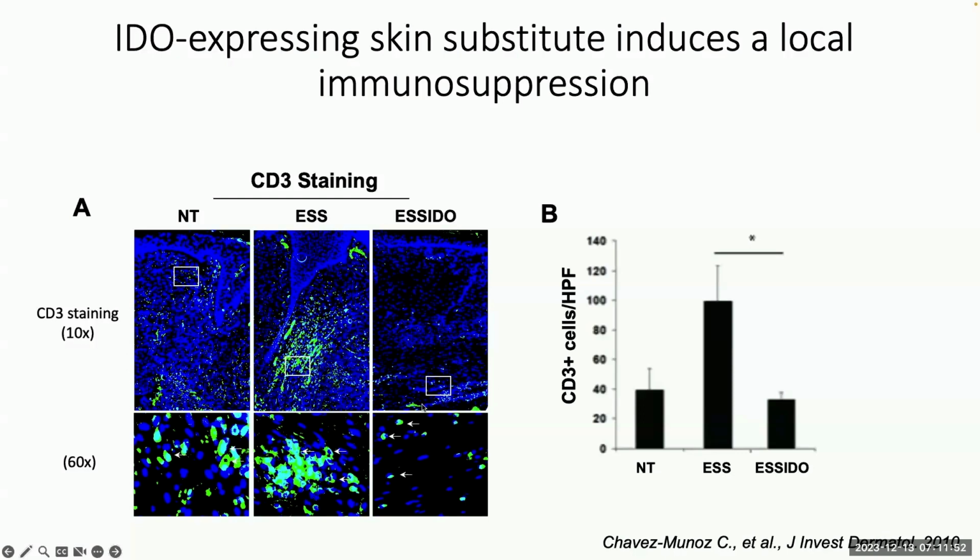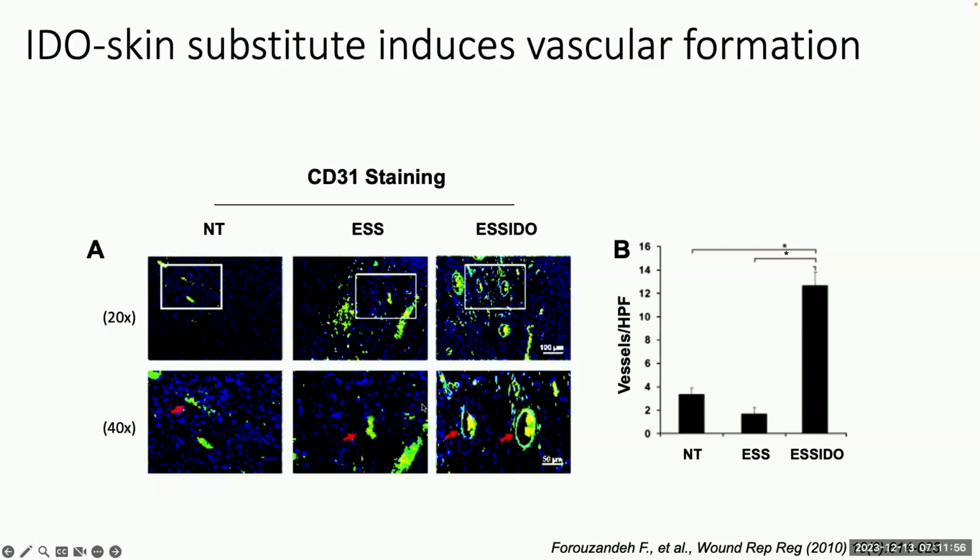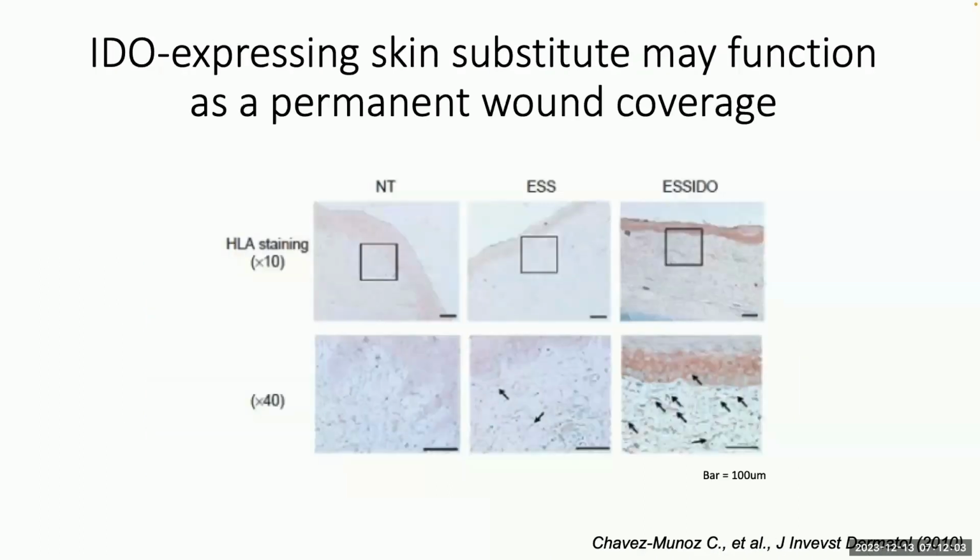Now, one could say, how do you know that the graft is right there? Well, we also saw vascularity in the dermis part, so it also favors that. But how do I know that the graft was still in place? Well, I did an HLA staining because I placed human fibroblasts, and rabbits don't have that HLA. It's not the same. So when I did that, I see that the graft is still in place after 35 days.